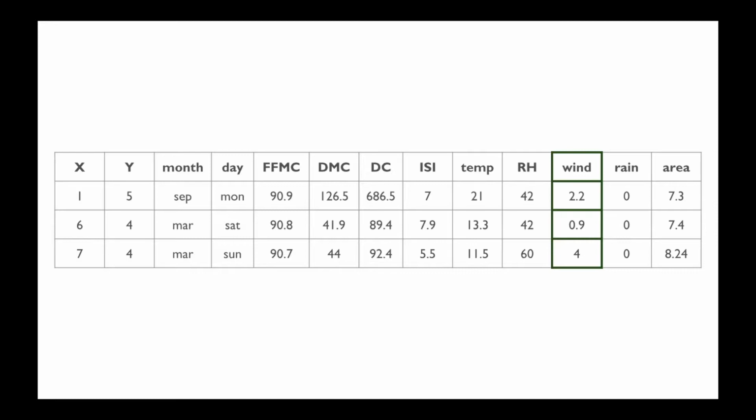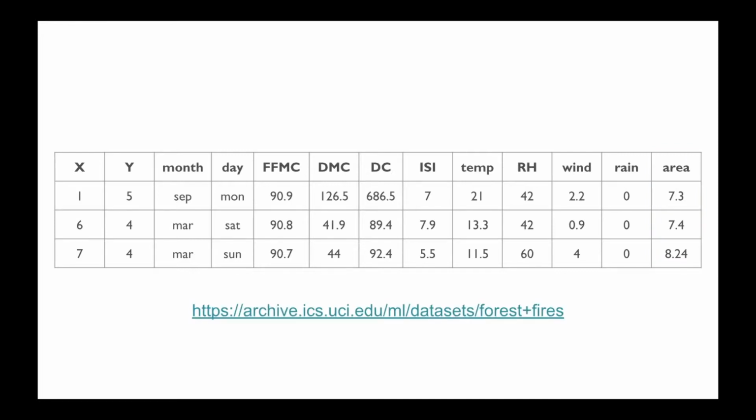Wind column contains the wind speed in km per hour. Rain column contains the outside rain in millimeter per square meter. And the area column contains the burned area of the forest in hectares. For the detailed description of the dataset, please check the link displayed on the screen. This dataset is already part of BootML.